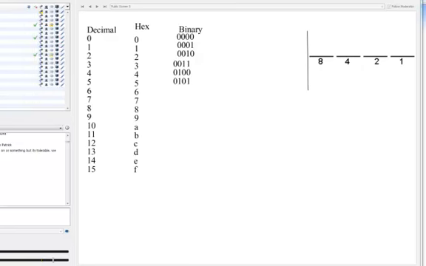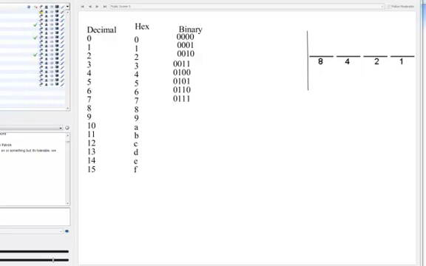6. Good, that's a 4 and a 2, so 0, 1, 1, 0. 7. Good, so that's a 4, a 2, and a 1. So 4 plus 2 is 6, plus 1 is 7. So 0, 1, 1, 1.